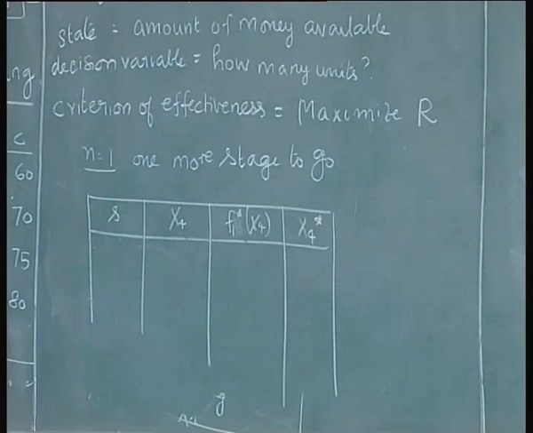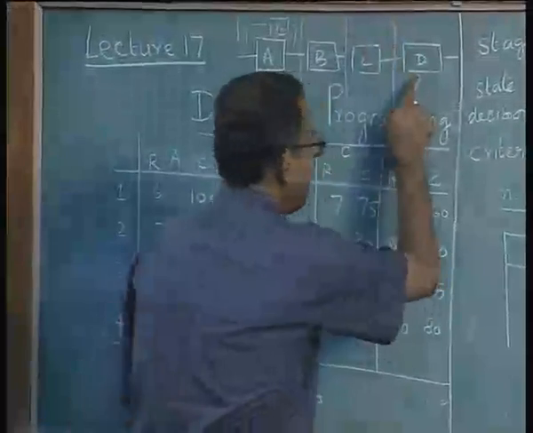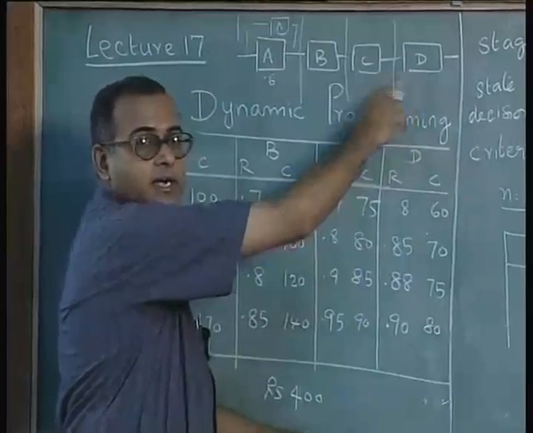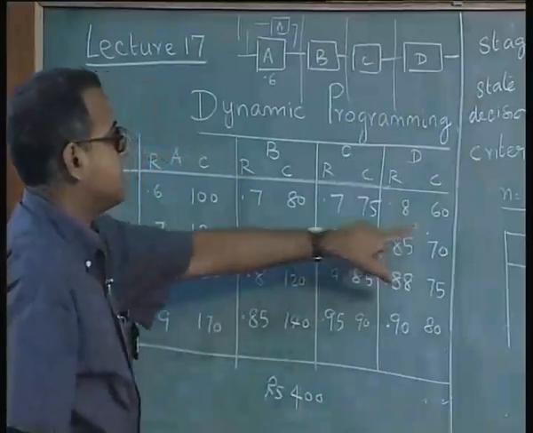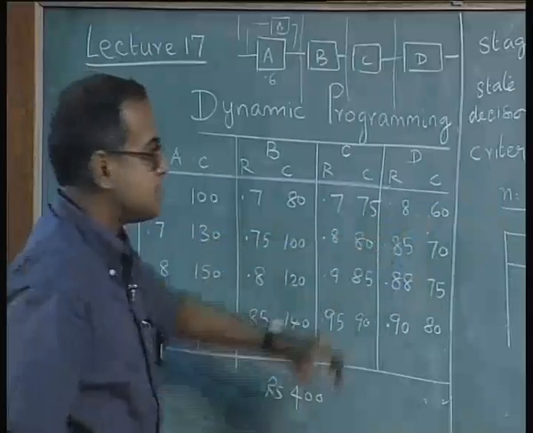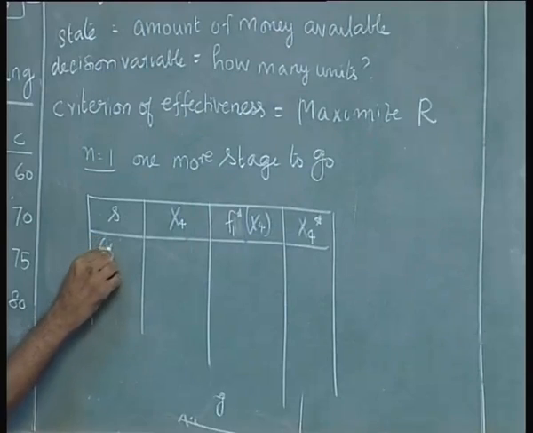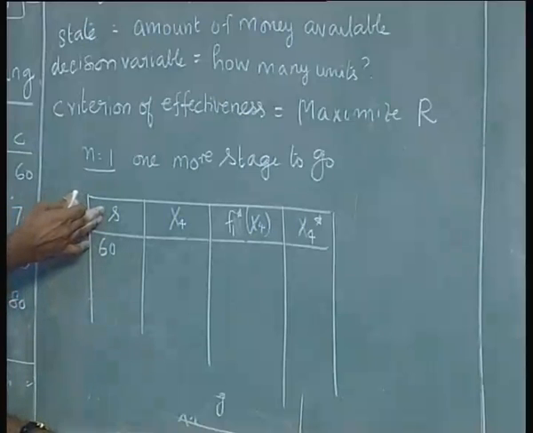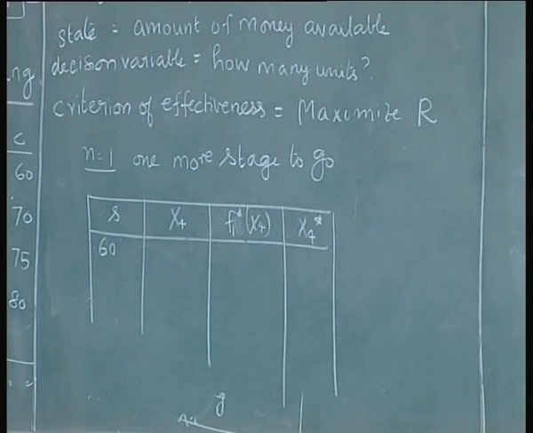Now as far as this is concerned, the bare minimum money that we need is enough money to buy at least one of D, which is at least 60. So we need to start with at least 60, otherwise we will not be able to buy even one of D and the equipment will not function. So it does not make sense to look at state variables of 0 to 59 for this, because we cannot buy anything of D and the reliability will be 0.